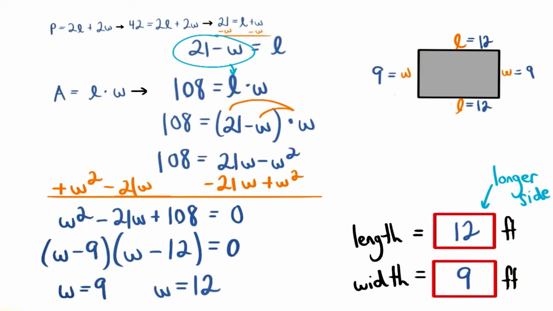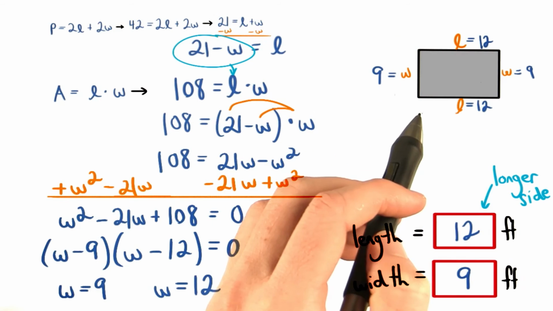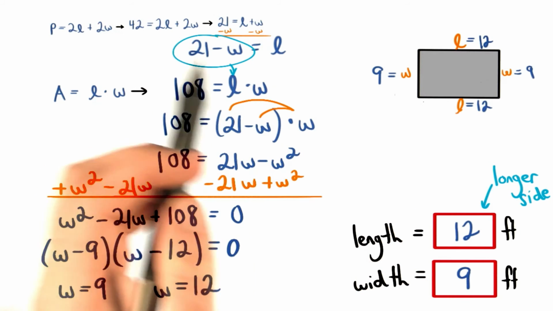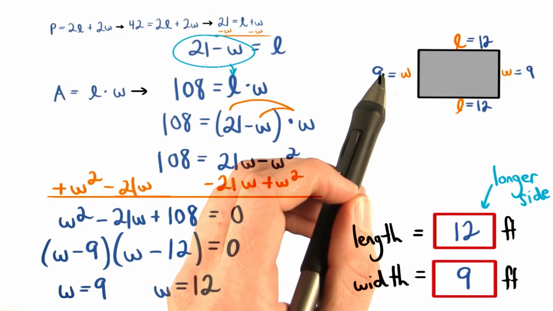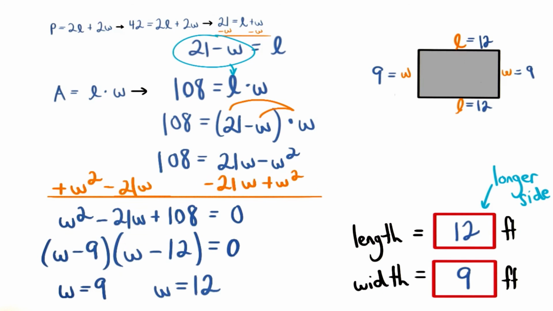Finally, it's always best to check your result to make sure that the perimeter and the area are what we expect them to be. If we add up all the sides together, we get a perimeter of 42, just like what was stated in our problem. And if we multiply the length and the width, we get an area of 108 square feet. This is why we know these two answers are correct.